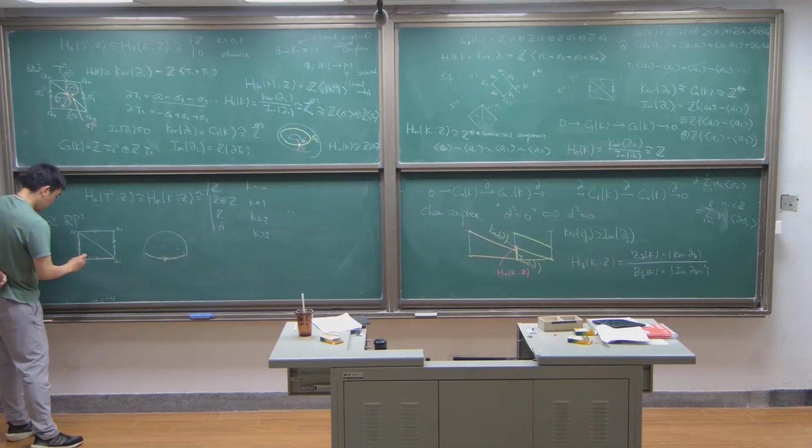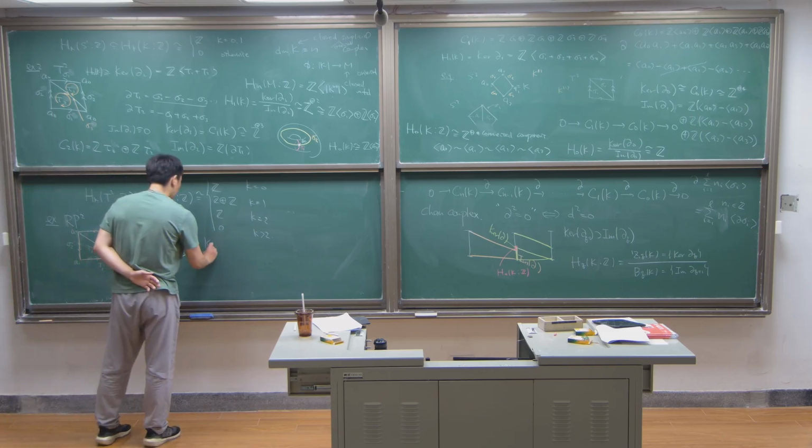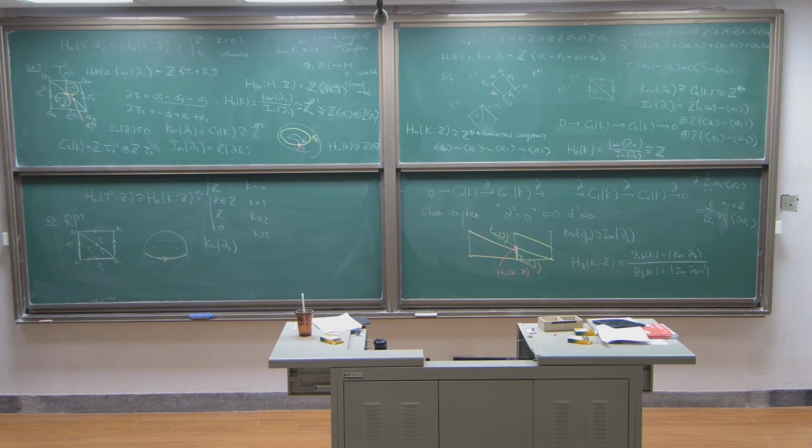And again, to do the same thing, tau 1, tau 2. And I call this sigma 1, sigma 2, and sigma 3. And then let's do this. What is the kernel of tau 2? What is the kernel?